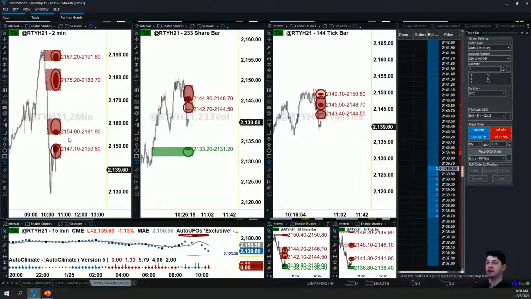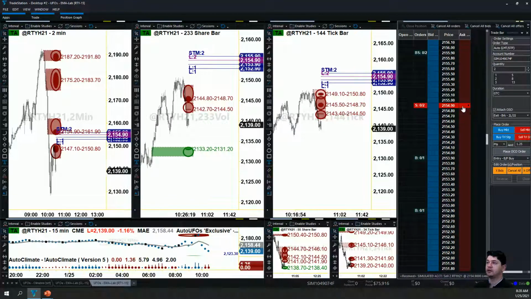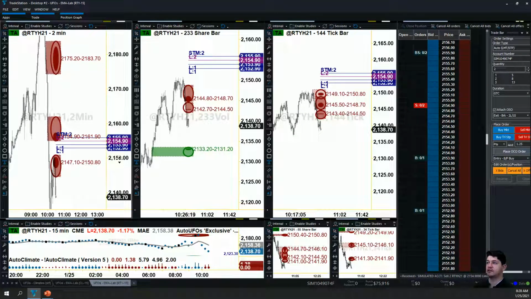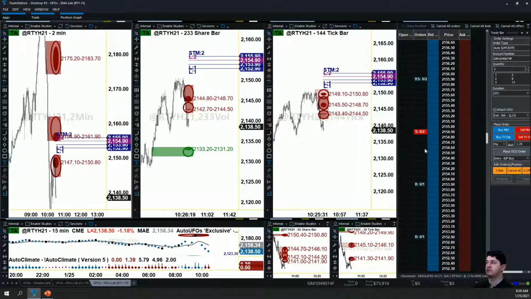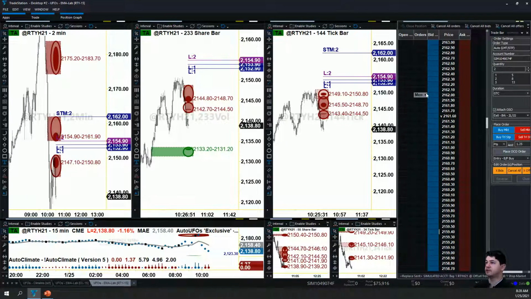So RTY, again, we can take it with the micros. I'm going to put it on here at 2154.9. The unfortunate thing is that, given how quickly these markets are moving, there's a good chance that we're going to have to adjust our entry. But let's put it at 62.